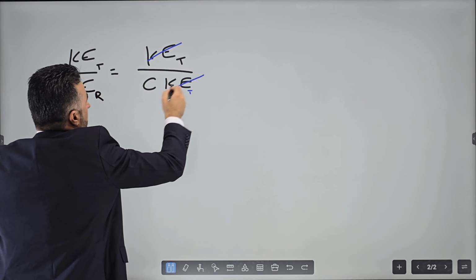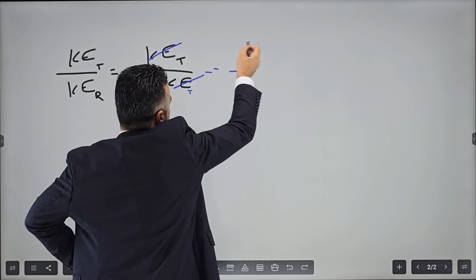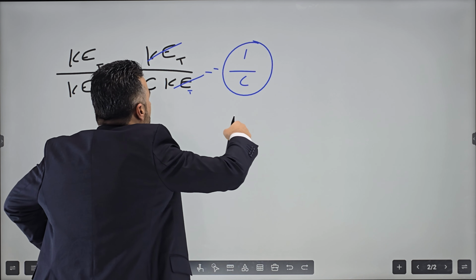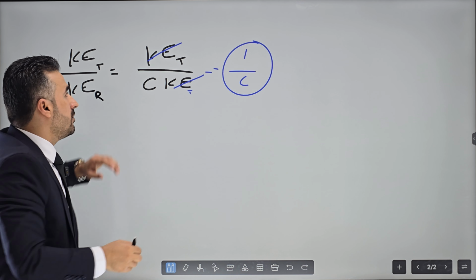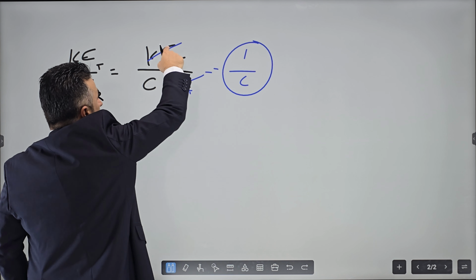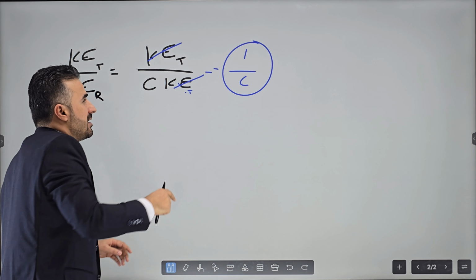So these two cancel out. So what is left now? It is 1 over C. So this is where it comes from. But this is only true if we have ratios, because in ratios, these two will cancel out. What if you don't have the ratios? You can never use this. So be careful. And that is for that.